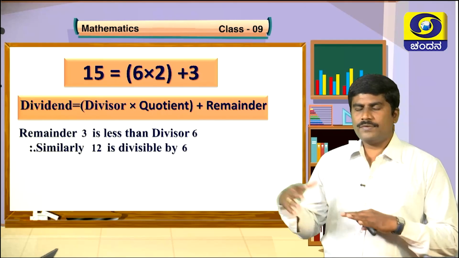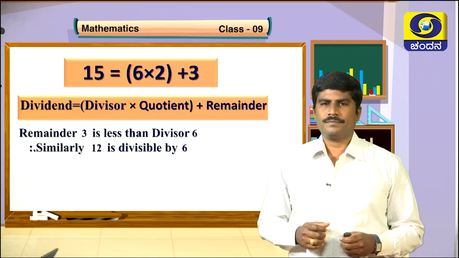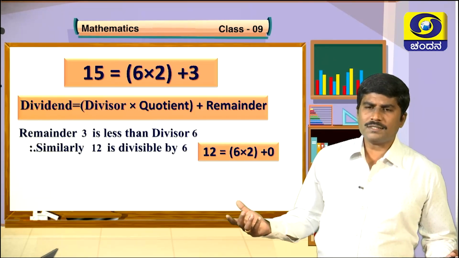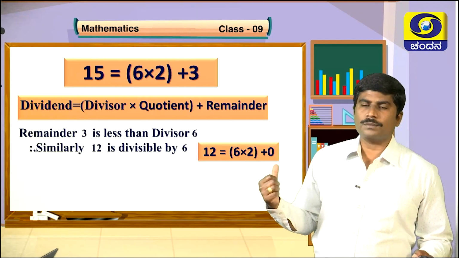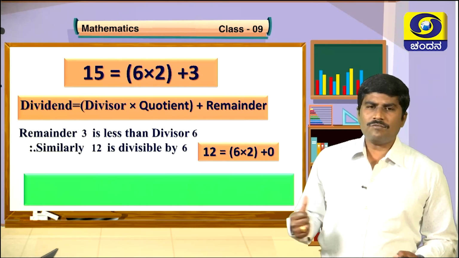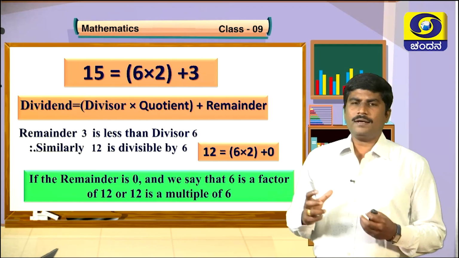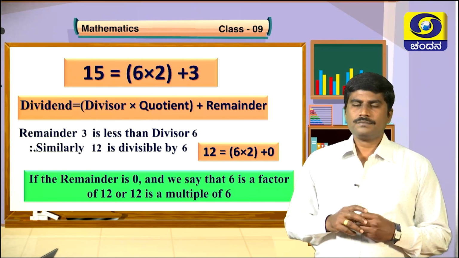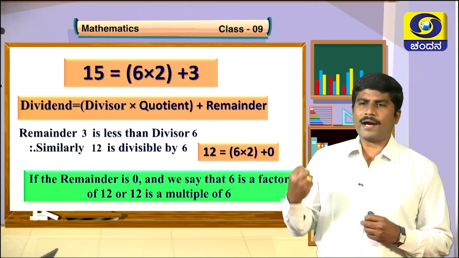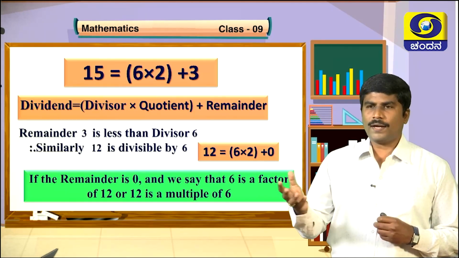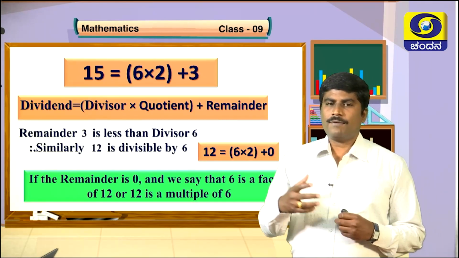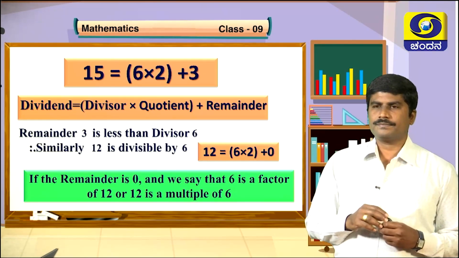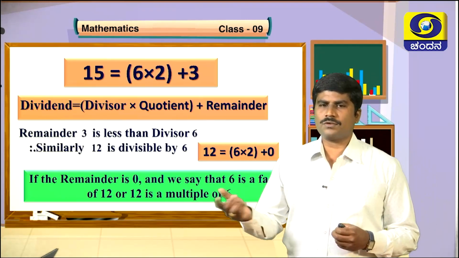Similarly, 12 is divisible by 6. Here 12 is equal to 6 into 2, that means 6 twos are 12, and the remainder is 0. If the remainder is 0, we say that 6 is a factor of 12, as you know from factorization, or we call it 12 is a multiple of 6. You know the table of 6: 6 twos are 12.